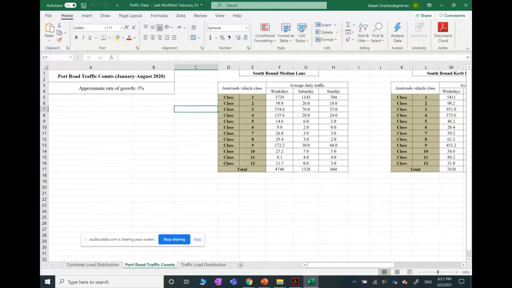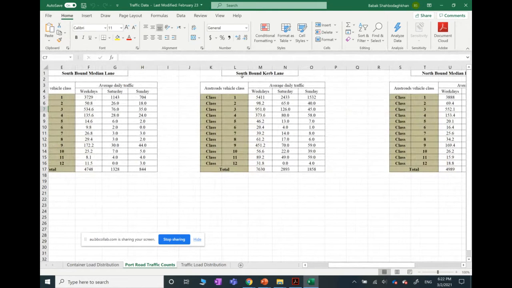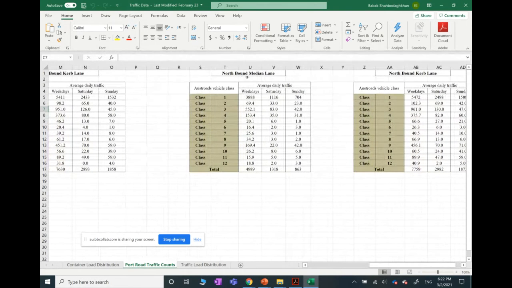So here you can see for different classes of vehicles, what is the average daily traffic, right? This is for weekdays, this is for Saturday, and this is for Sunday. And the road is a two-way road. This is for southbound median lane. So there are two lanes for each direction. This is for southbound curb lane. This is for now northbound median lane and northbound curb lane. So you have weigh in motion survey data regarding the type of the vehicle passing through the road.